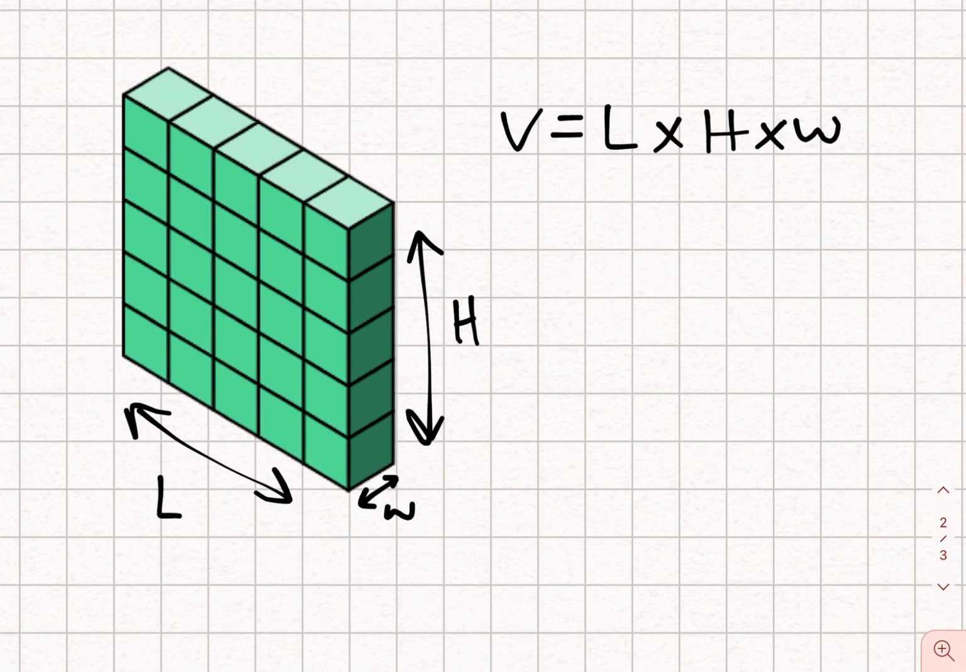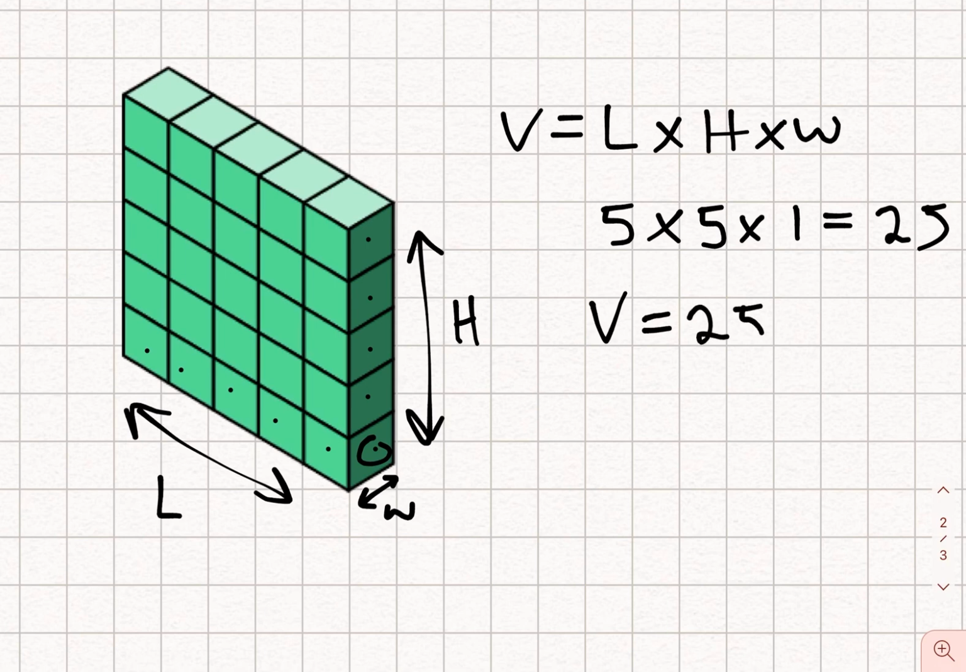Okay, if you're done working on this on your own, let's try it together. We've got 1, 2, 3, 4, 5. The length is 5 times the height, which is 1, 2, 3, 4, 5, times the width, which is just 1. All right, so 5 times 5 is 25. 25 times 1 is still 25. So I'd say the volume is 25.